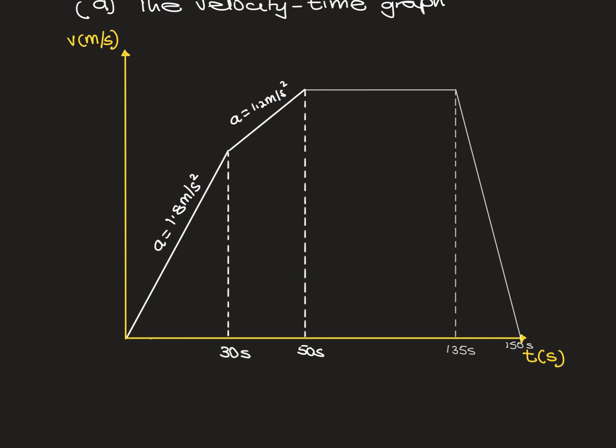So what next do we need to indicate on the velocity time graph? We need to find the final velocities attained at the end of each phase of the motion. So we need to know the velocity attained at the end of the first phase of the motion and at the end of the second phase of the motion.